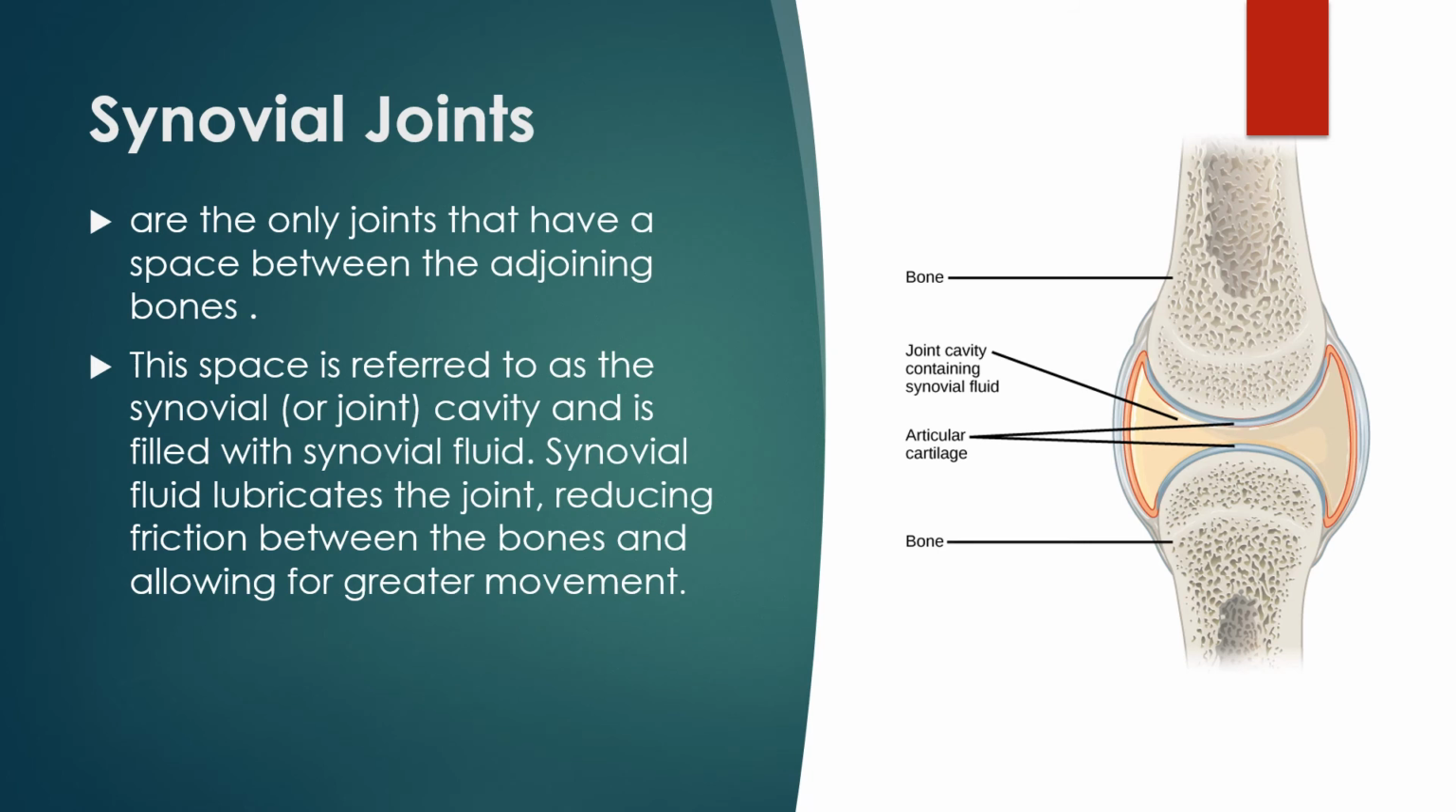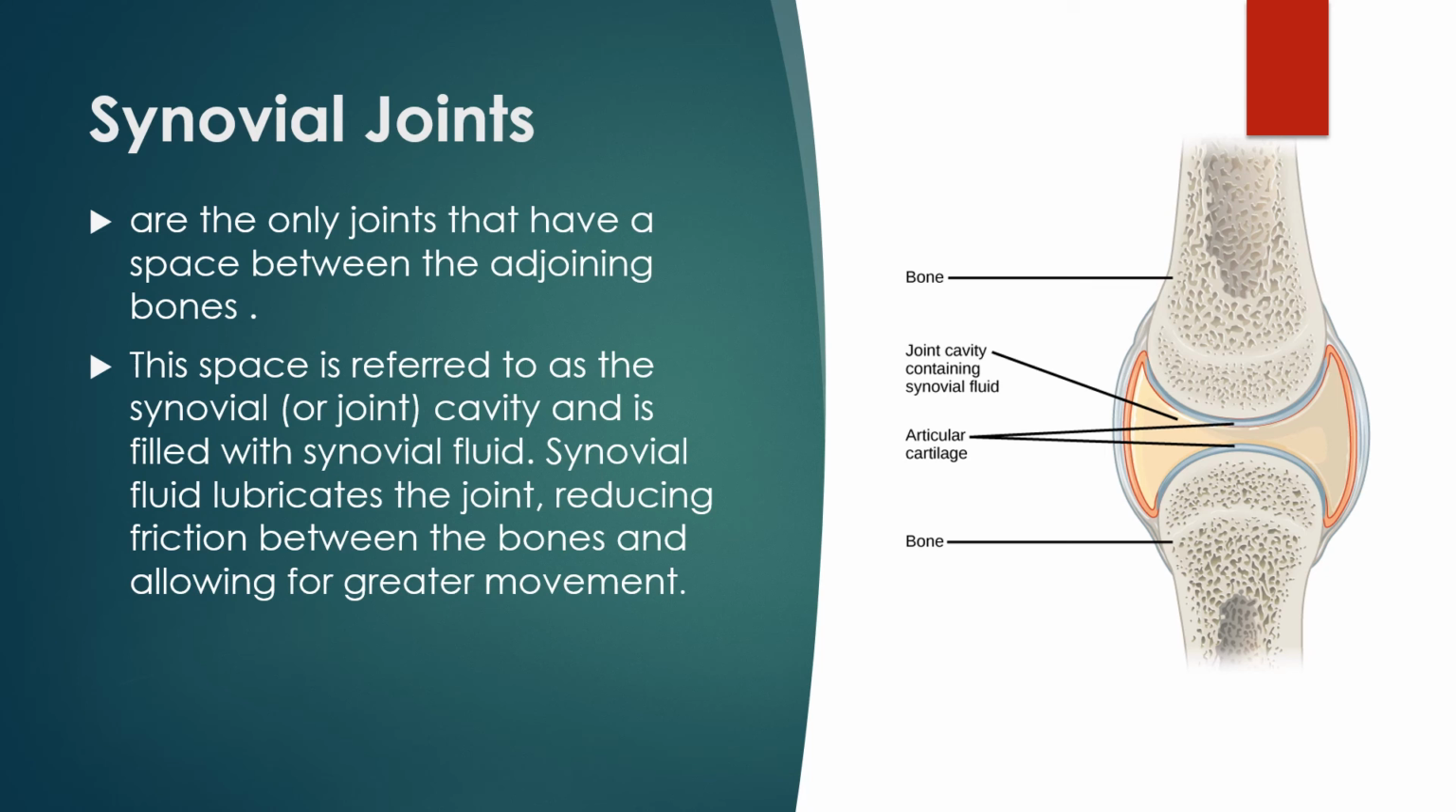The last joint we'll be looking at is the synovial joint. These are the only joints that have a space between the adjoining bones. As you can see from the diagram, the space is referred to as the synovial or joint cavity and is filled with synovial fluid. Synovial fluid lubricates the joint, reducing friction between the bones and allowing for greater movement.